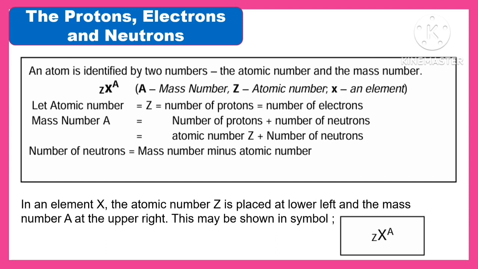Mass number A is equal to the number of protons plus the number of neutrons, or the atomic number Z plus the number of neutrons. The number of neutrons is equal to the mass number minus the atomic number. In an element X, the atomic number Z is placed at the lower left and the mass number A at the upper left. So this may be shown in the symbol ᴬZX.